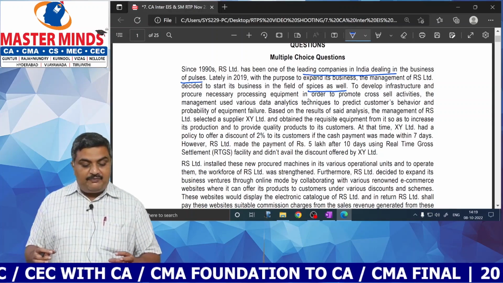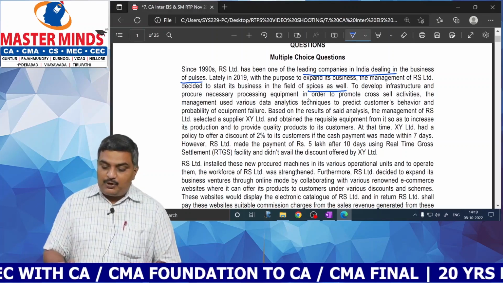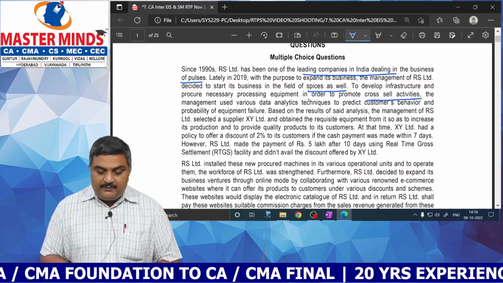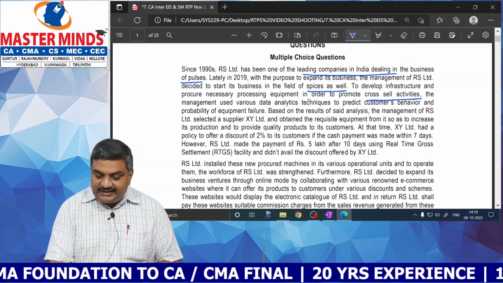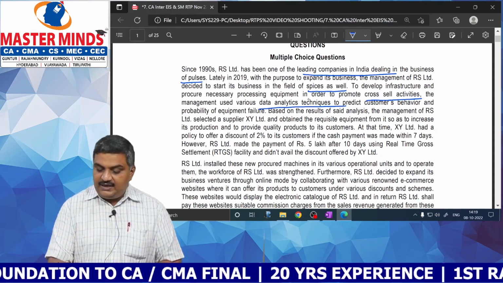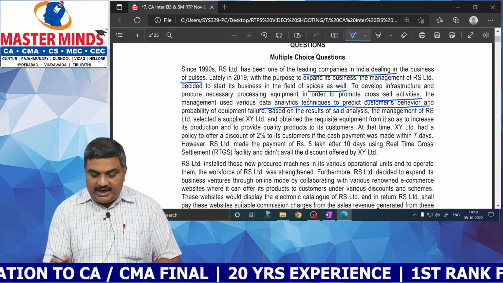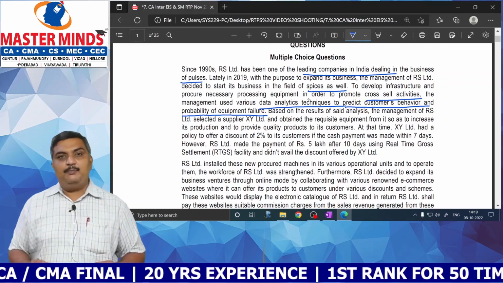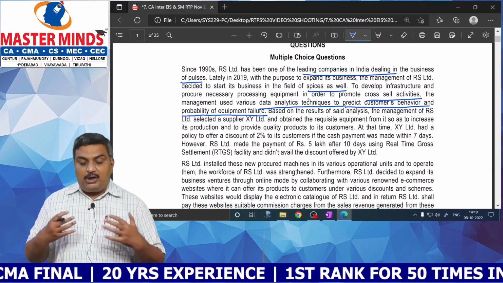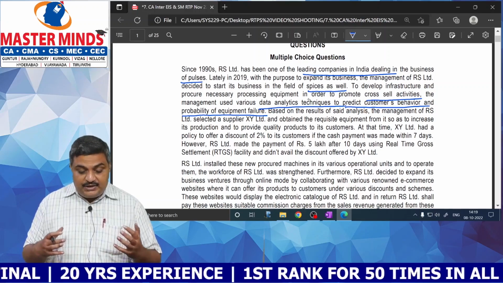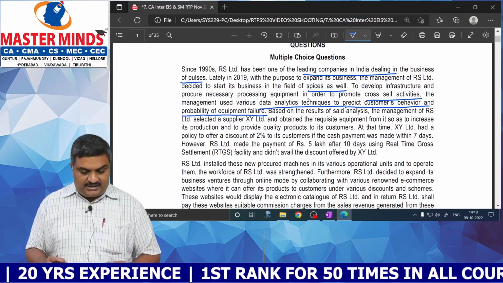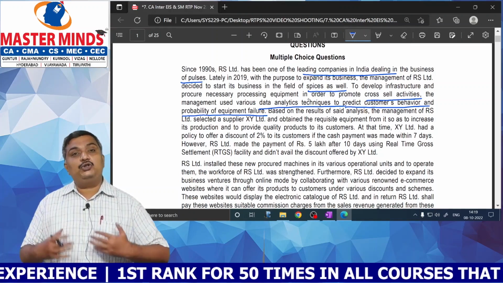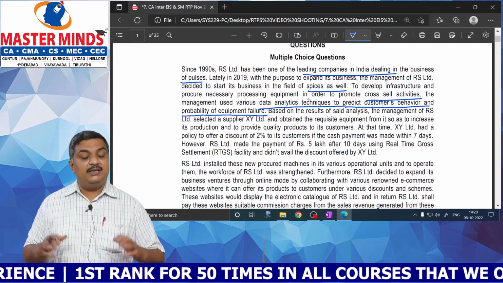To develop infrastructure, procure necessary processing equipment, in order to promote cross-sell activities, the management used various data analytics techniques to predict customers' behavior and probability of equipment failure. So, this is one important point to be noted. The organization RS Limited has used data analytics techniques for what? To predict the consumer behavior and also to know the probability of equipment failure.